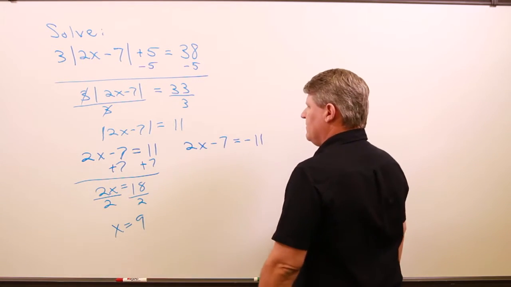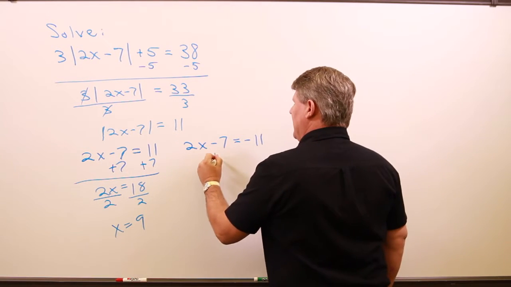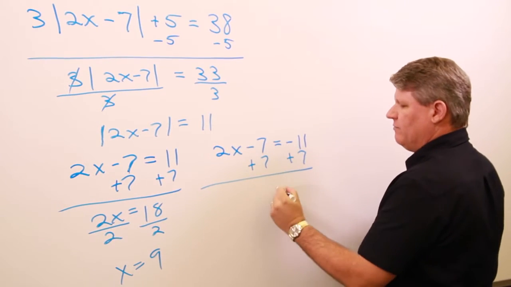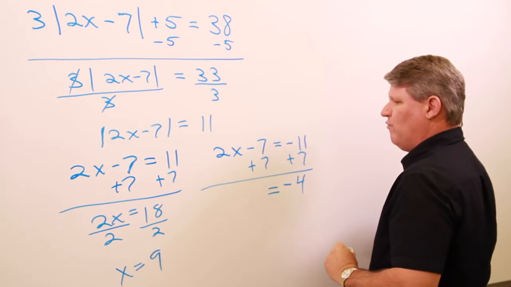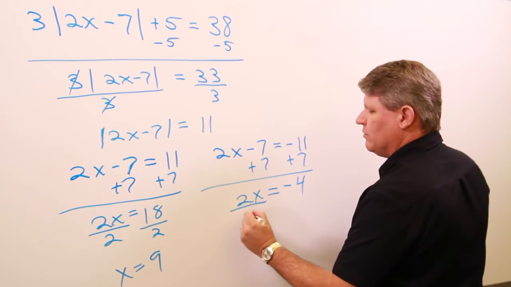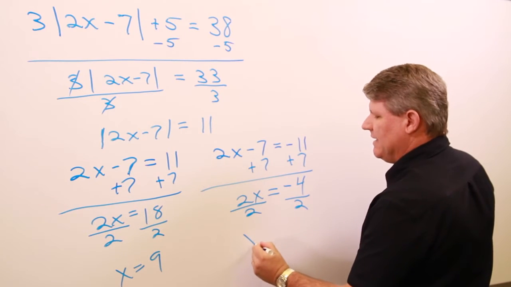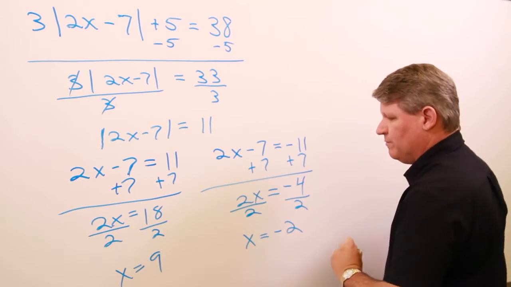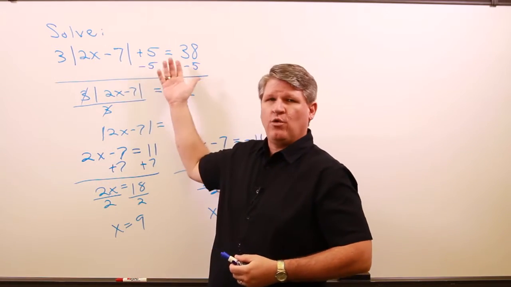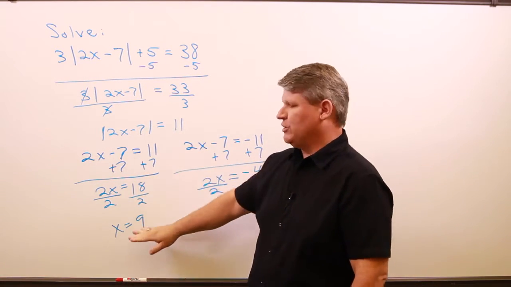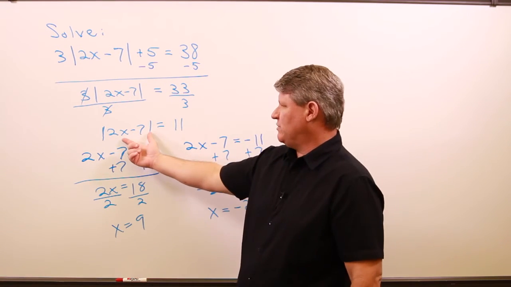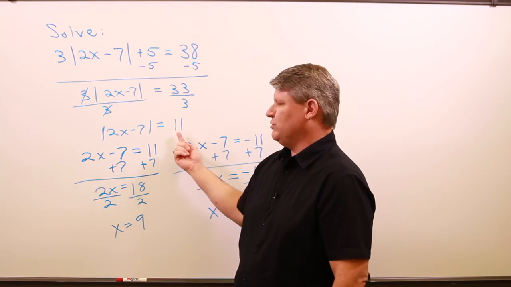On my second equation, I'm still going to add 7 to both sides. Of course, the difference this time is that my negative 11 plus positive 7 actually gives me negative 4. And 2x is equal to negative 4. So I still divide by 2, and I get x is equal to negative 2. Notice that when you solve an absolute value equation, we very often get two separate solutions. Sometimes you can get no solution if the absolute value by itself is equal to a negative number.